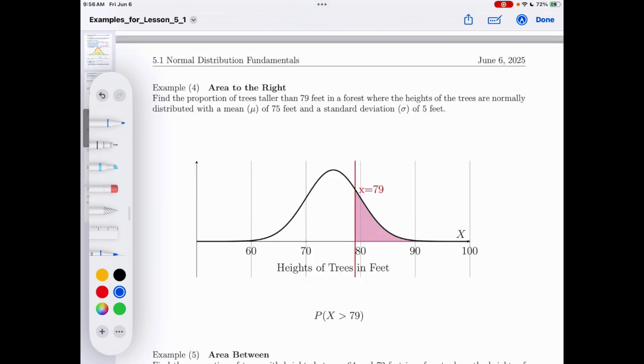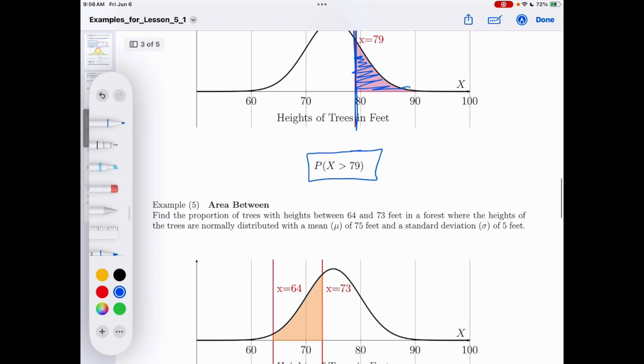The same idea works for the area to the right. Find the proportion of trees taller than 79 feet in a forest where the heights of the trees are normally distributed with a mean of 75 and a standard deviation of 5. If we want to find the probability of a tree being taller than 79, then that would be everything bigger than 79. So that's going to be this pink shaded area. And we would write the notation like this: the probability that x is greater than 79.